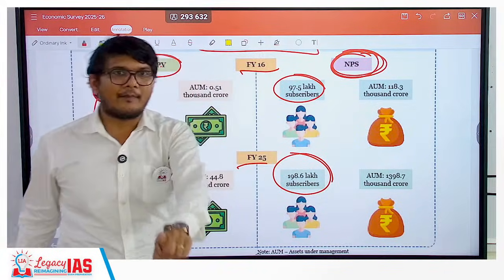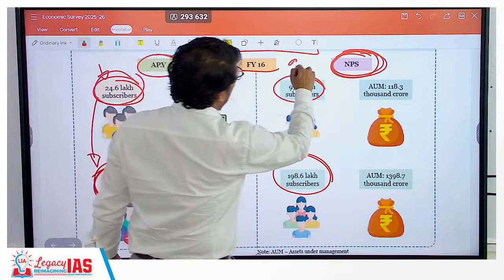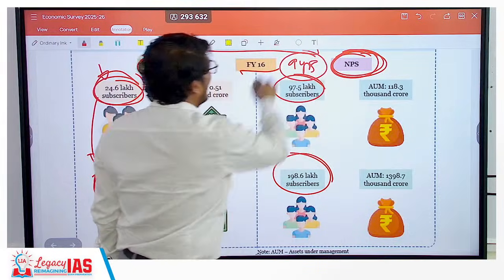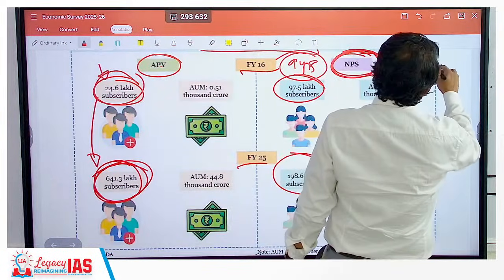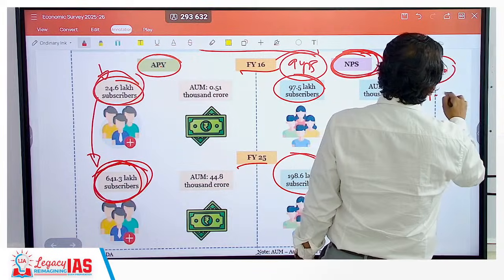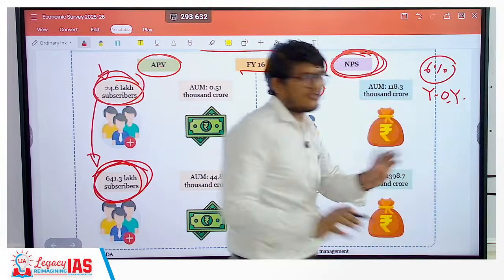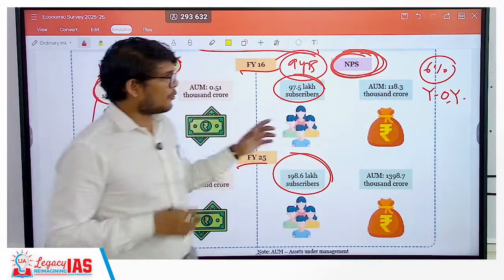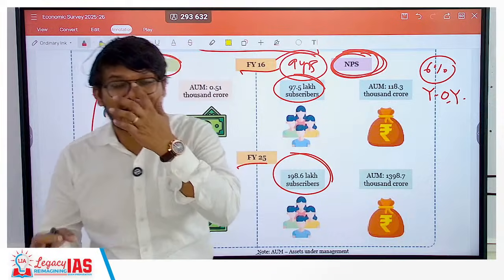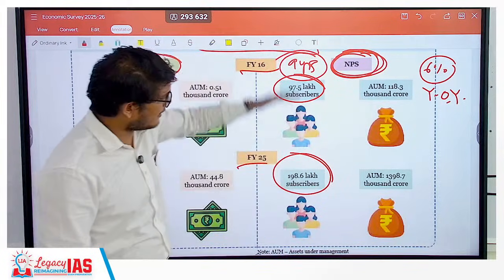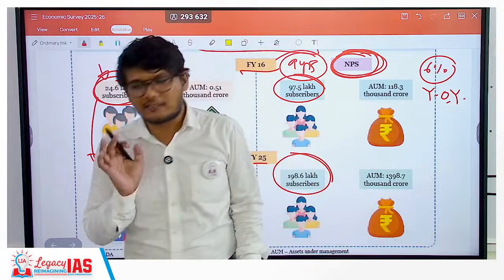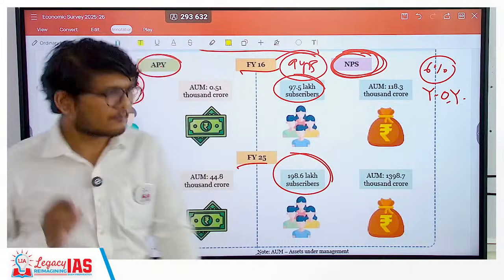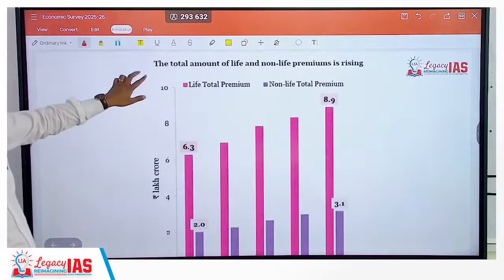But again remember, this has happened over a 9-year period. So if you look at a 9-year period, this will come down to around 6% year-on-year growth, which is good enough. So many a time the economic survey tries to show you a magnanimous increase, but if you break it down, you will realize it's a 6% growth rate, which is still good enough. All right, let us move ahead.